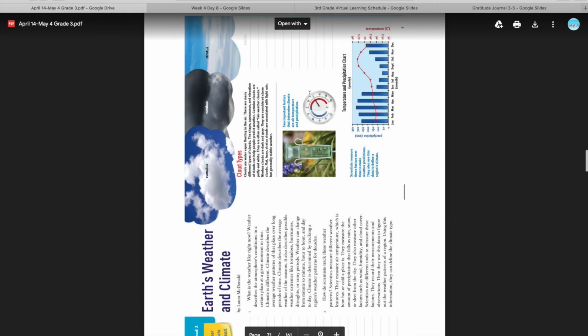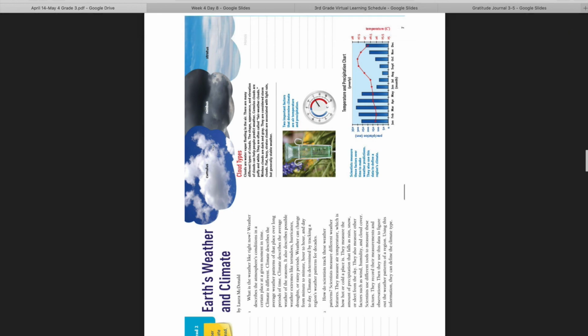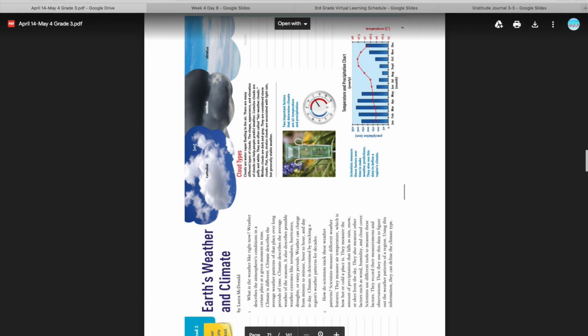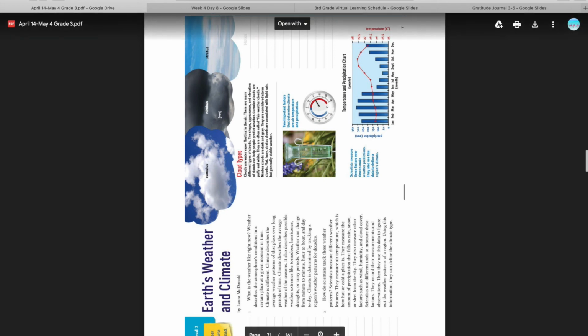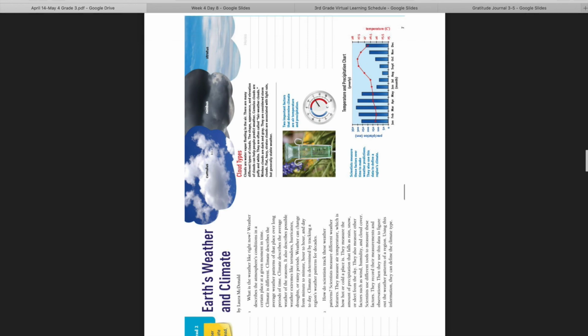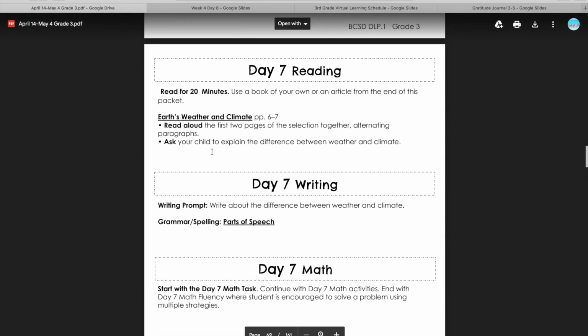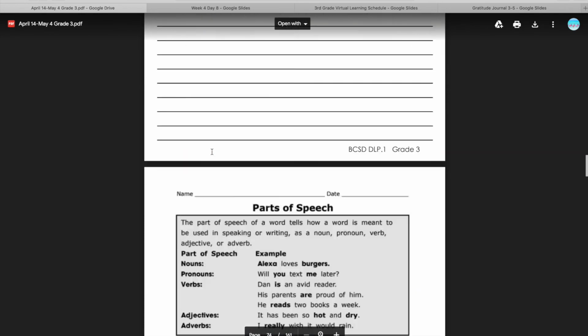We went over this pretty in depth in class, so I hope that you guys remember this. If not, that's okay. See how these pictures actually show you what this cloud looks like. It's one thing to read about it, but look, it's showing you what a nimbus cloud is. And this way you can visually see the difference between the types of clouds. So just remember those are called features of text.